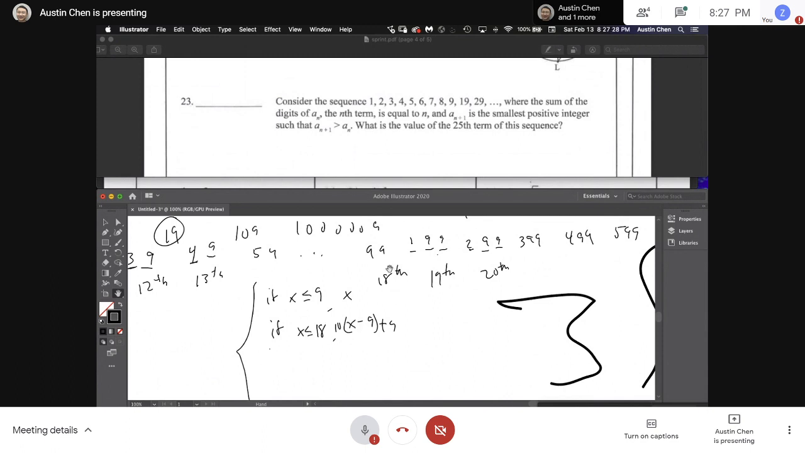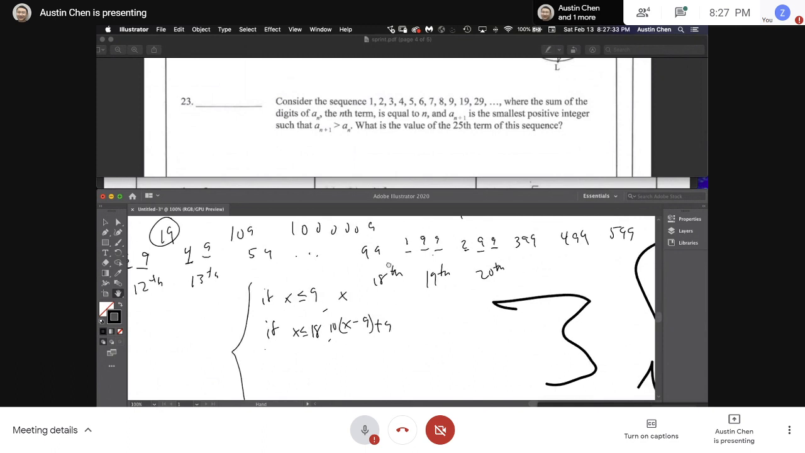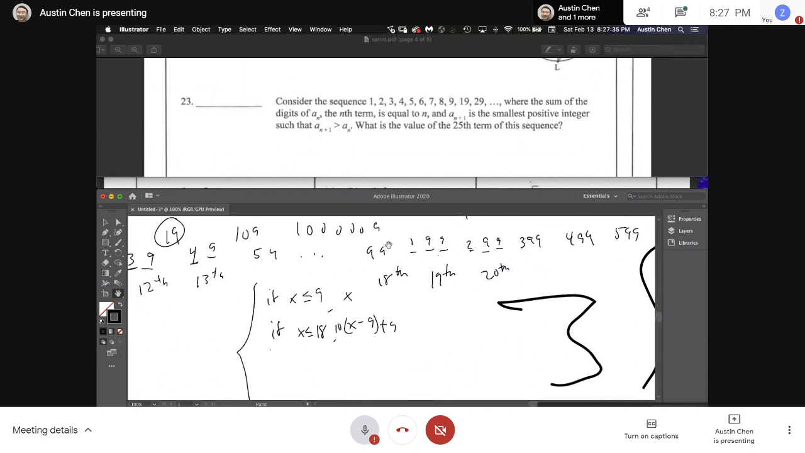Basically just know that for sequences, if you want to find some end term, it does not always have to be that you find a generalized formula for it and then solve for that end term. It could definitely be that you just list out stuff to get to that end term.